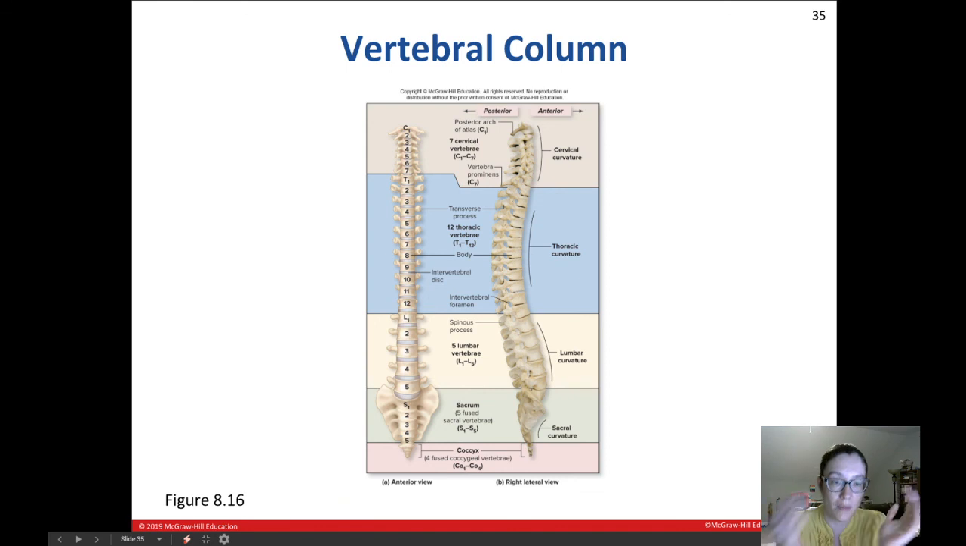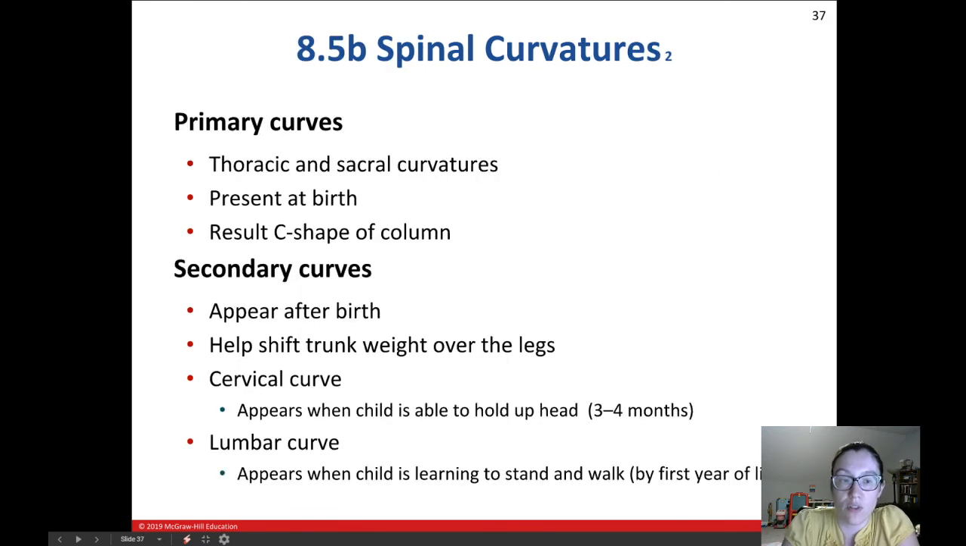And so when the newborn comes out, they're curved in that sort of C-shape because of those two primary curves. The secondary curves are going to appear after birth. The cervical curve is the first one. Instead of just sitting like this, the infant eventually is able to hold their head up, and so we have that cervical curve that forms between 3 and 4 months.